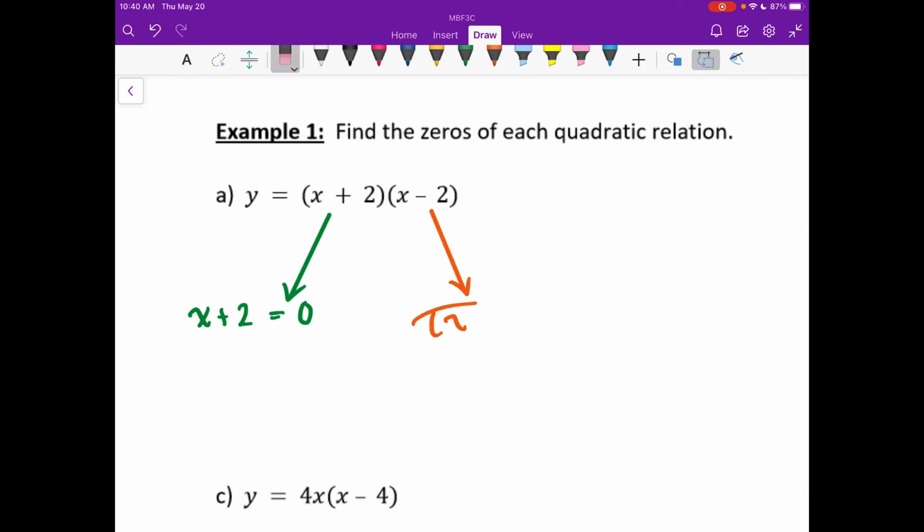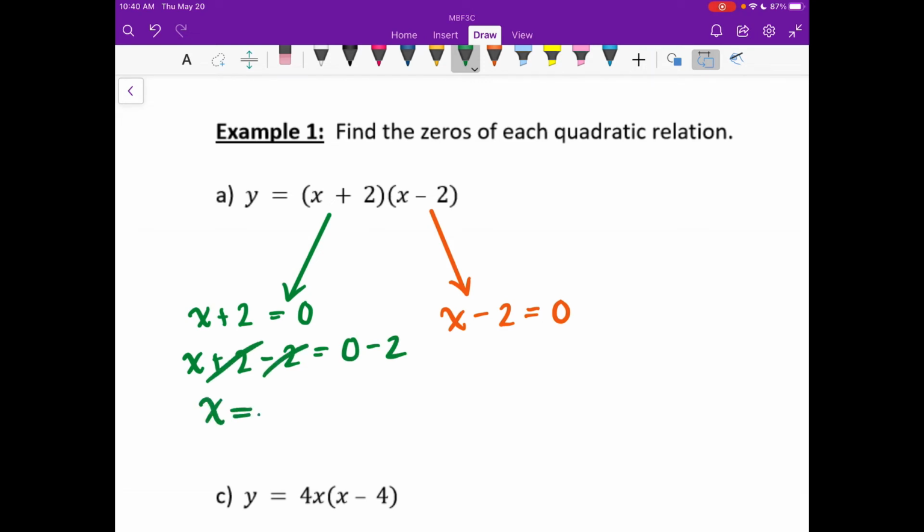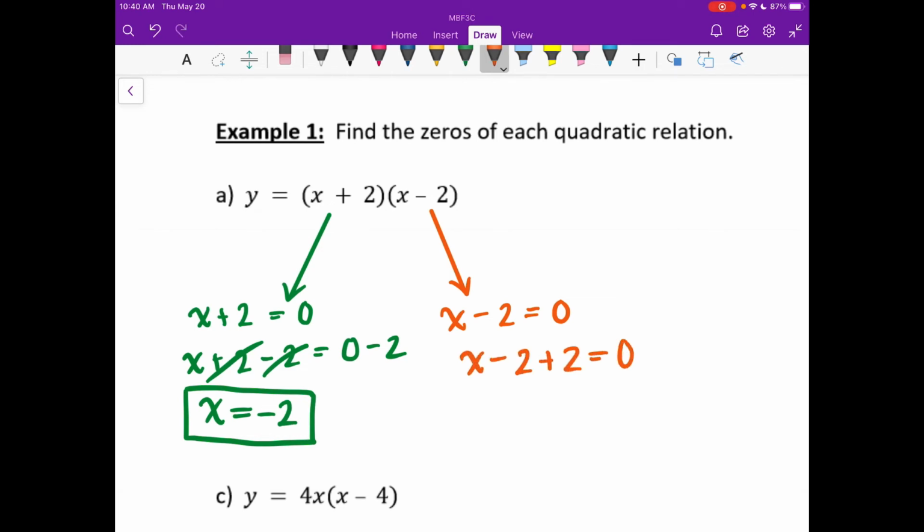And we can actually get rid of the bracket part. X minus 2 equals 0. Right? So let's do x plus 2 minus 2 equals 0 minus 2. So x is equal to negative 2. Same thing here. X minus 2, and then to get rid of it, we're going to add 2 to both sides. So x equals 2.